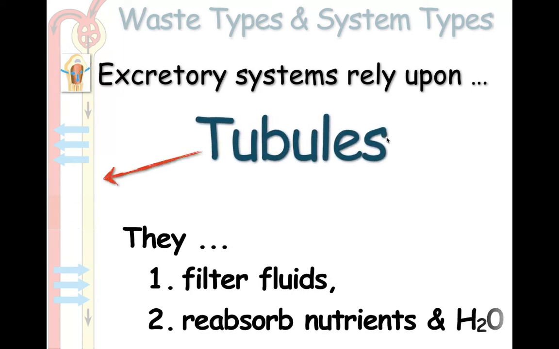Where is all this stuff produced? Regardless of the organisms we're talking about, the nitrogenous waste products are produced in tubes or tubules. And tubes are great because they're very long and they're surrounded by a membrane, so they're permeable. And because they're long, you can have very different concentrations of a substance on one end of the tube than on the other. So they filter fluids very well because they are surrounded by a membrane, and that allows them to reabsorb nutrients and water back into the organism.